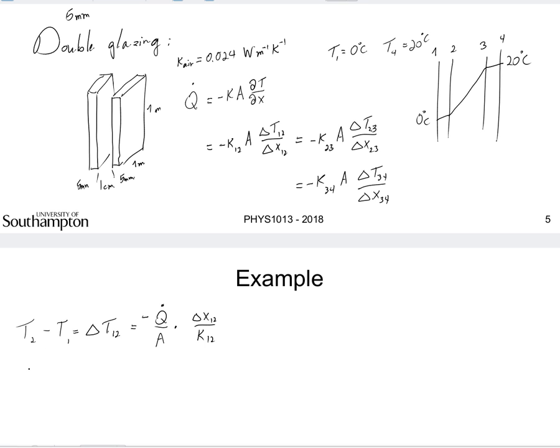And then we also have T3 minus T2 is minus Q dot over A times delta X 23 over kappa 23, and we have T4 minus T3, and then again this.